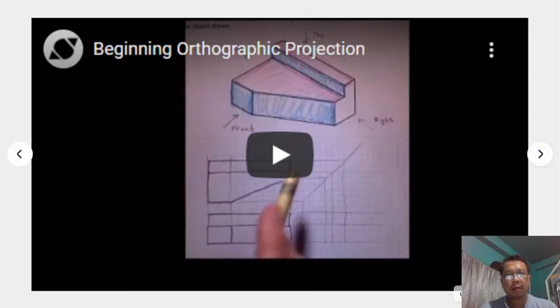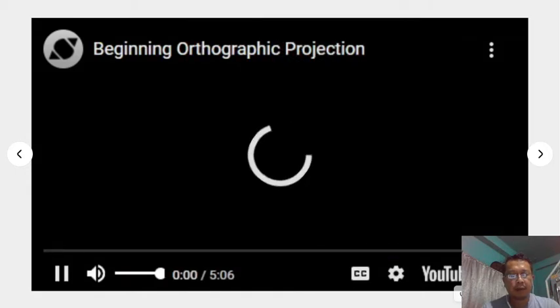So let's watch here a simple presentation on how we can draw a different projection using the orthographic projection. Again, there are three possible views on the orthographic projection. Number one, we have the front view, then we have the top view, and then we have the right side view. Now let's watch this video.